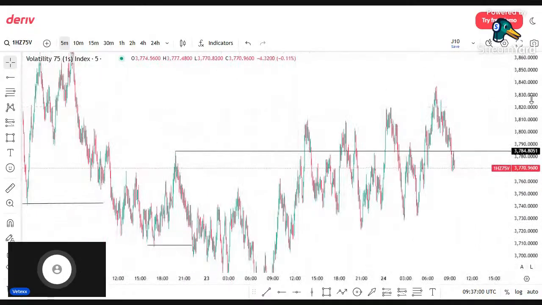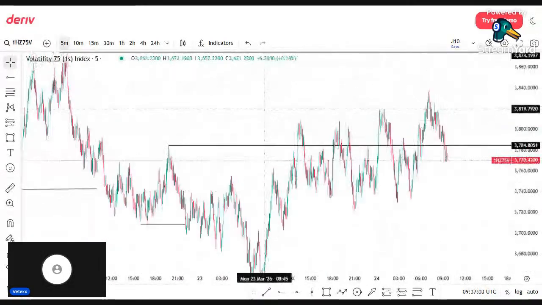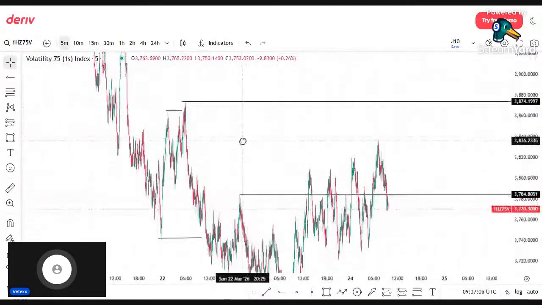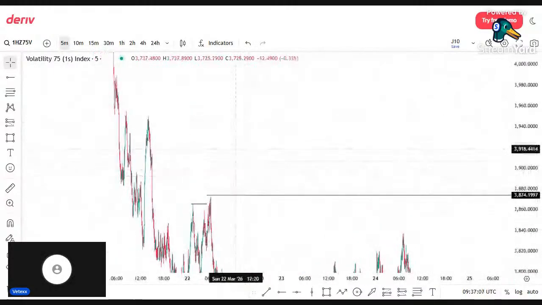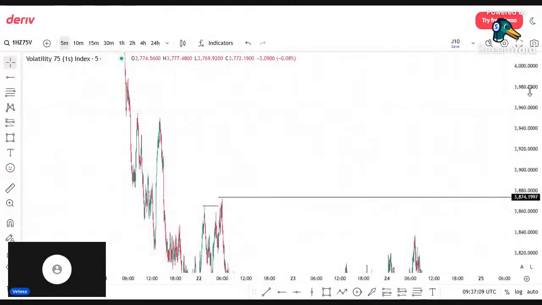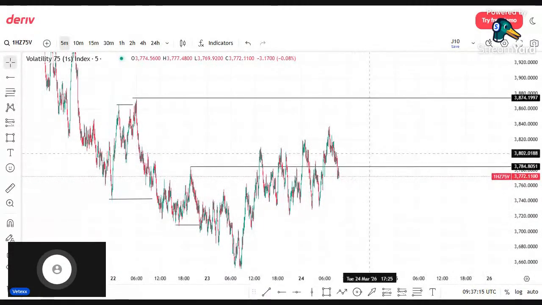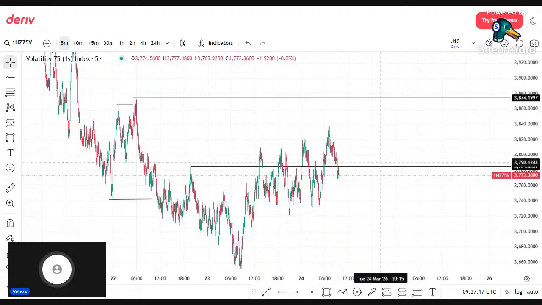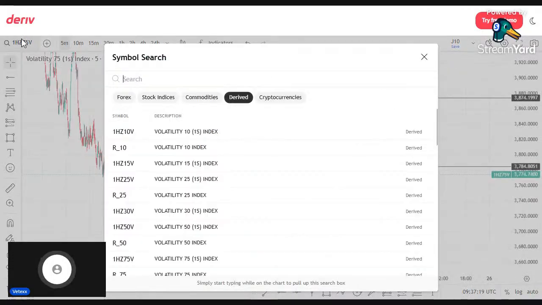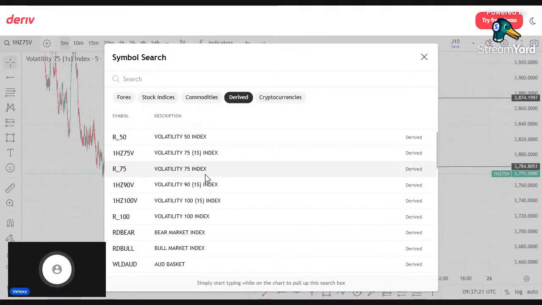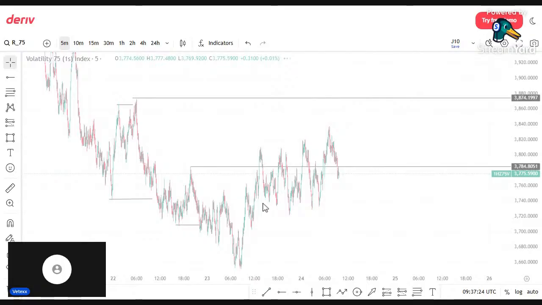If it gives us what we are looking for from the 1 hour time frame to the 4 hour time frame, then we'll look out for our continuation for a sell. So we don't have anything serious happening on V75 one index. So we'll check the next pair, which is V75. What do you have on V75?